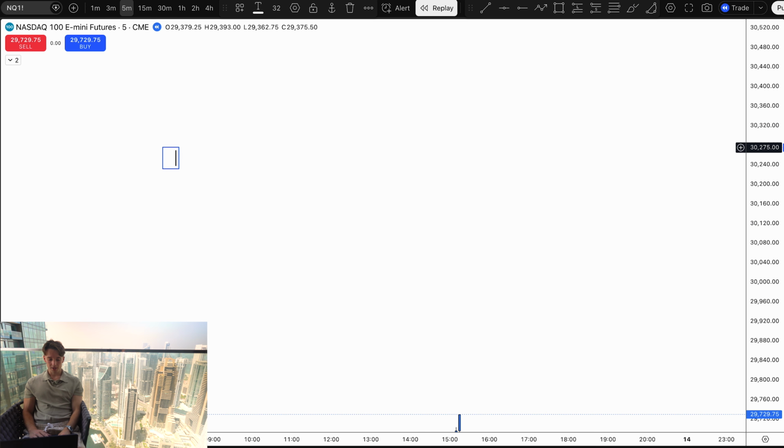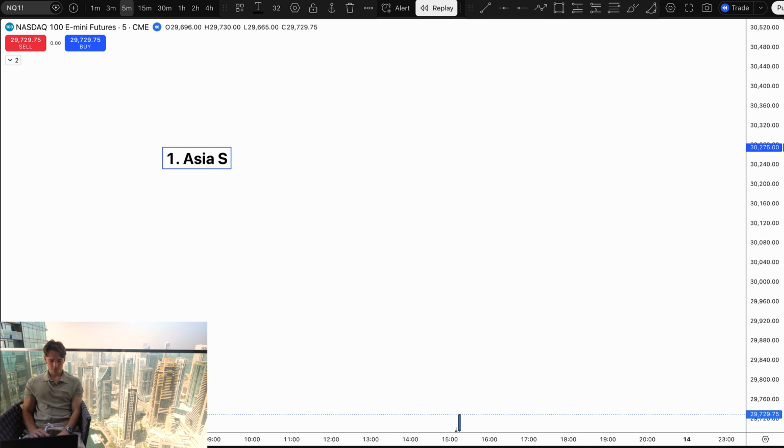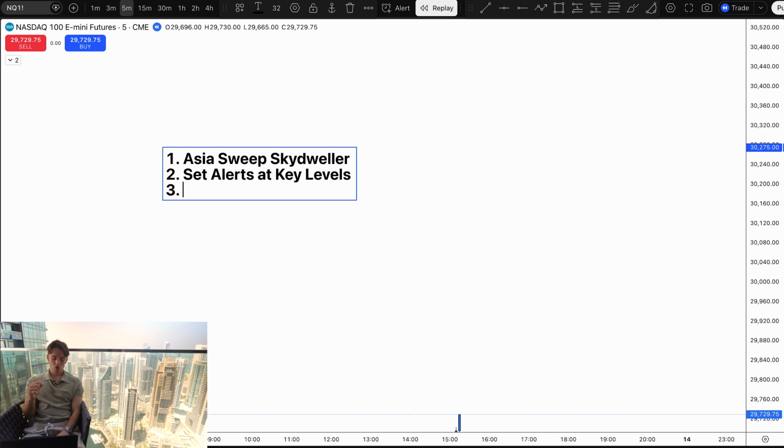So to recap really quickly, this was the one model that I was trading. If I can get a good color on the text, the Asia Sweep Sky Dweller model. And that was the trade for both days. I traded that Thursday and on Friday. I think Thursday was sells, Friday was buys. Most importantly though, set alerts at key levels. Very, very important. And third, make sure you are spending maximum 10 to 15 minutes on the charts.